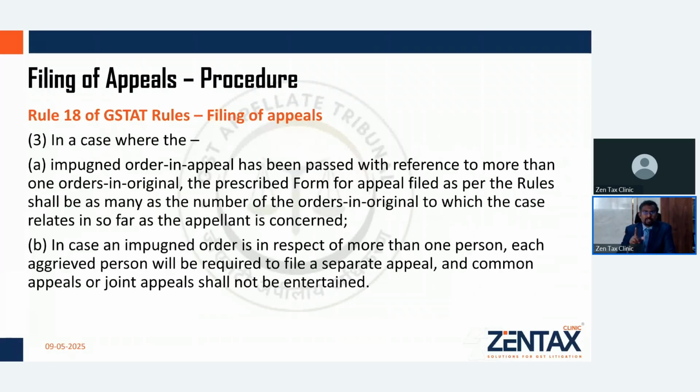Rule 18, Subrule 3: where the impugned order in appeal has been passed with reference to more than one order in original, there is more than one order in original, there is only one order in appeal. The prescribed form for appeal filed as per the rules shall be as many as the number of orders in original to which the case relates, insofar as the appellant is concerned.